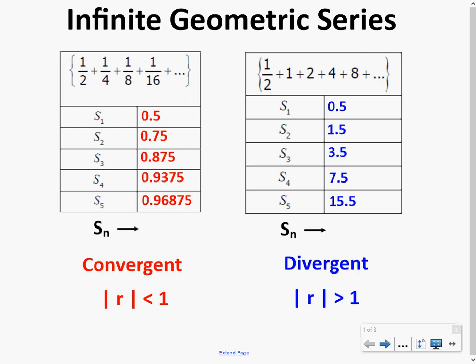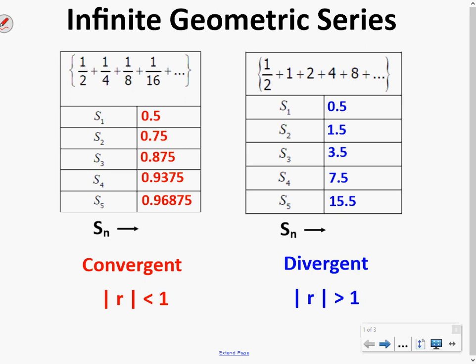So if you look at the one in the red on the left side here, we have a half plus a fourth plus an eighth plus 1/16, and so on and so on and so on. Each time that fraction gets smaller, right? The ratio here would be a half. Well, if I add all of those values up, and you can see that I did the first 5 partial sums here, the sum goes from a half to 0.75, and it gets closer and closer and closer to 1.